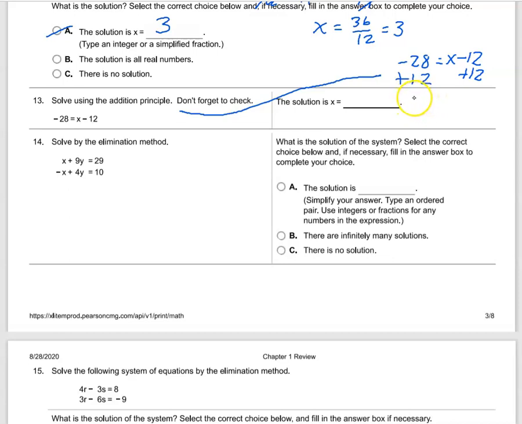Okay, and so that's going to be negative 16 is equal to x. You just want to make sure that negative 16 minus 12 is equal to negative 28 when you check it.